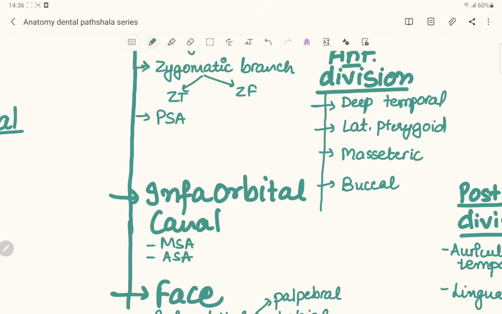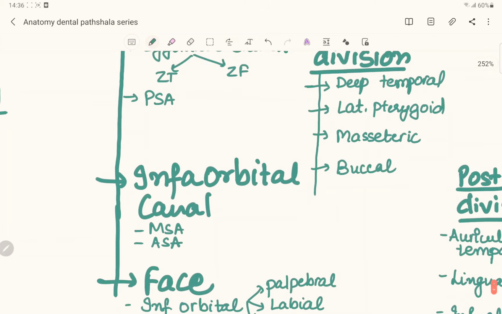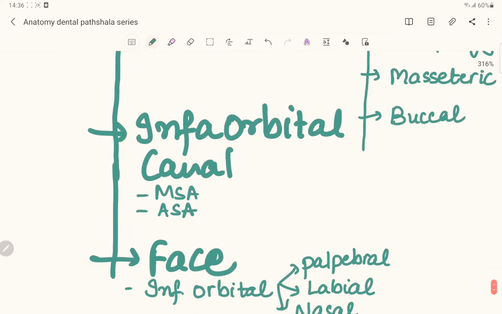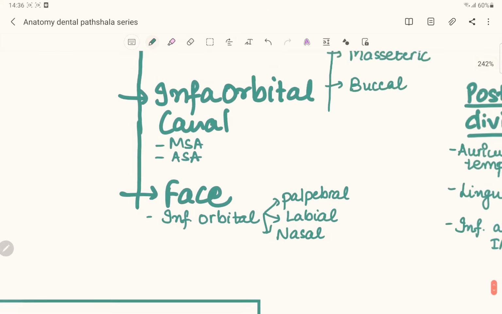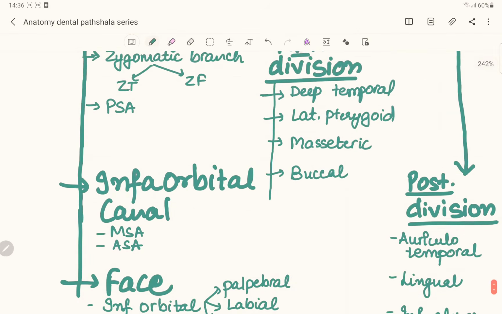If we see the branches of the maxillary nerve in the infraorbital canal, we have the middle superior alveolar nerve, which is the MSA, and the anterior superior alveolar nerve, which supplies the upper anterior teeth, the ASA. On the face, the maxillary nerve gives off the infraorbital branch. The infraorbital branch is going to supply the palpebral, labial, and the nasal branches. These are the terminal branches of the infraorbital nerve.